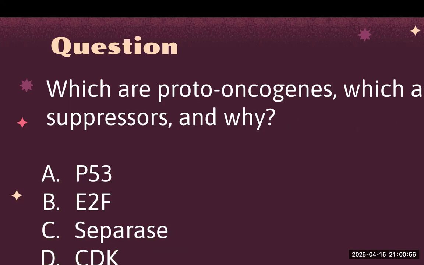All right. Which are proto-oncogenes and which are tumor suppressors and why? Remind me which one proto-oncogenes is. Can somebody define that for me real quick? What does that mean? It continues the cell cycle. Continues the cell cycle, right? Which means cancer if there's damage, right? And then tumor suppressors, suppressing tumors.